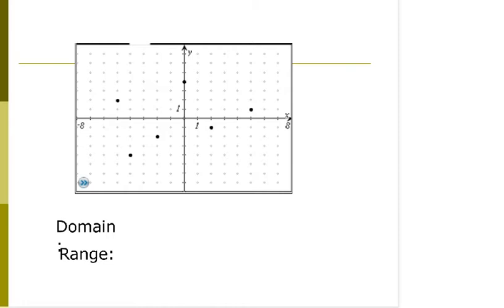Similarly, for our range, we're going to need to identify the appropriate y values. So this particular point has a y value of -4. This particular point has a y value of -2. This point has a y value of -1, and we can keep going in the same way. And this one has a y value of 0. I apologize. This one has a y value of -4. So were we to continue, this is what our range would look like.